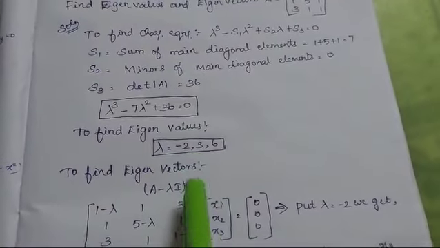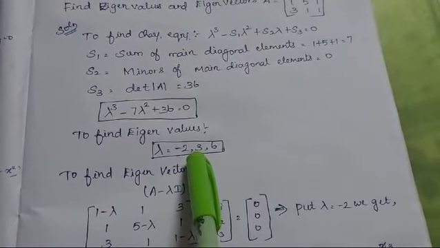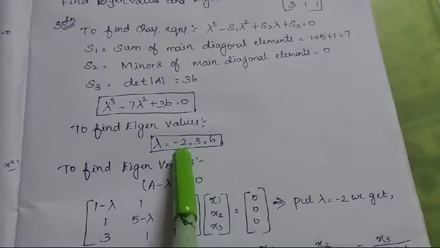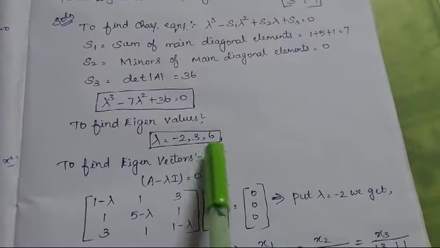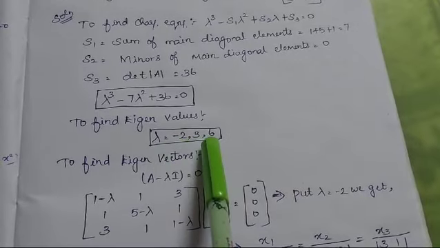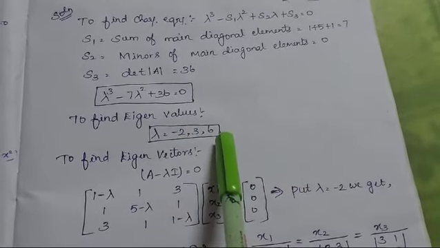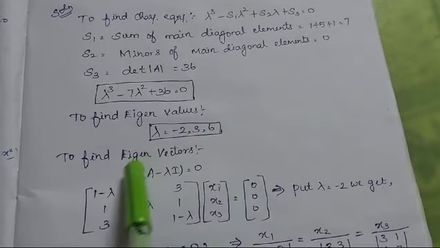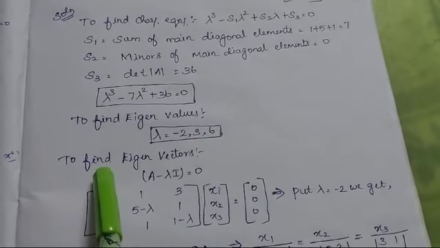Then we have to see whether the eigenvalues are different values or the same values. They are different values: minus 2, 3, 6. So by using these three eigenvalues, we are going to find the eigenvectors.